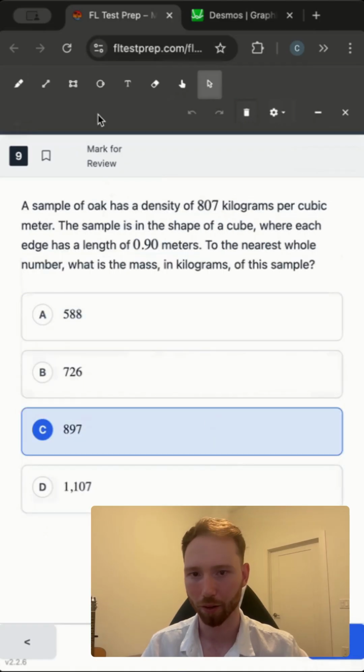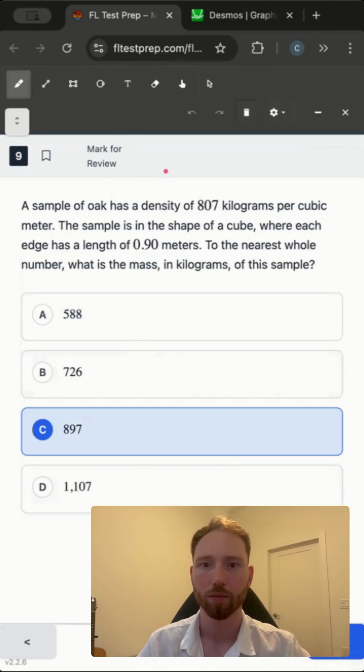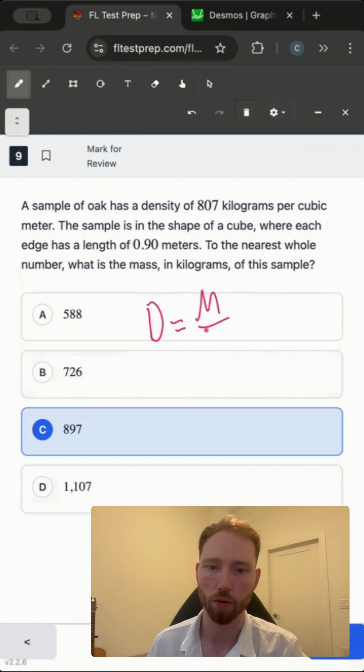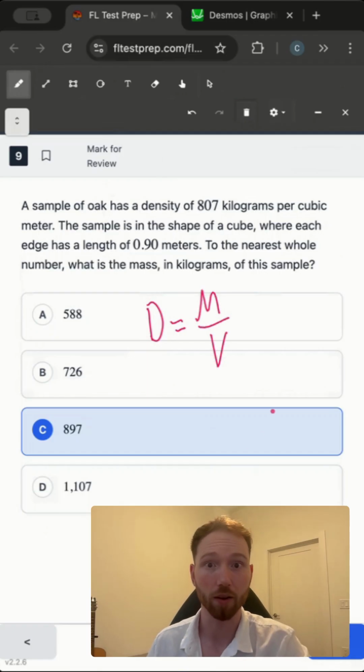All right, let's take a look at another one. Do you know how to solve for density on the SAT? The density equation is density equals mass over volume, DMV, if you want to remember it that way. So let's use it for this problem.